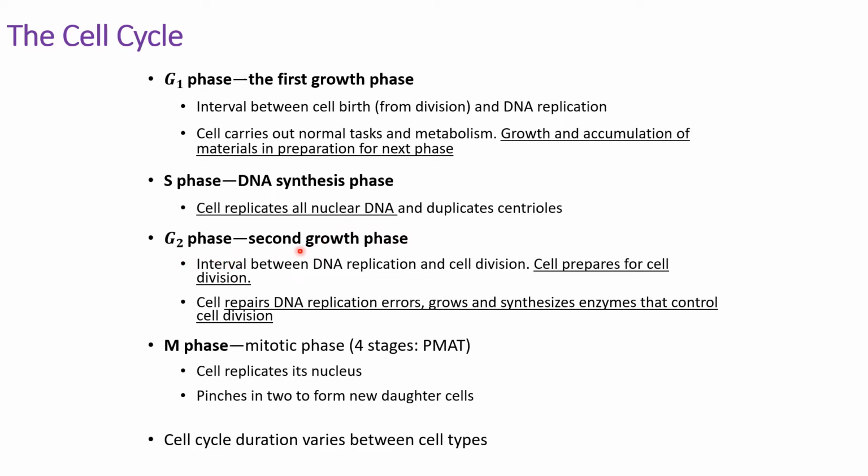G2 is the second growth phase, and we're continuing to have growth. We're checking for DNA replication errors. We are growing and synthesizing enzymes that are associated with the next phase. So G2, we're continuing to grow, checking for DNA replication errors, and getting ready for mitosis. Then after interphase, we'll have our mitotic phase, sometimes called the M phase. All right, so we're going to go through the stages of mitosis.